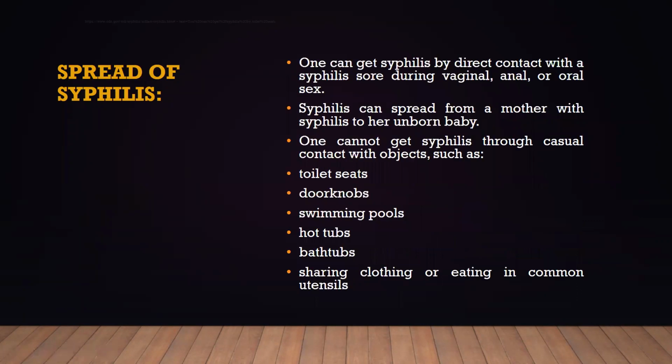Spread of syphilis: one can get syphilis by direct contact with a syphilis sore during vaginal, anal, or oral sex. Syphilis can spread from a mother with syphilis to her unborn baby. One cannot get syphilis through casual contact with objects such as toilet seats, doorknobs, swimming pools, hot tubs, bathtubs, and sharing clothing or eating utensils.